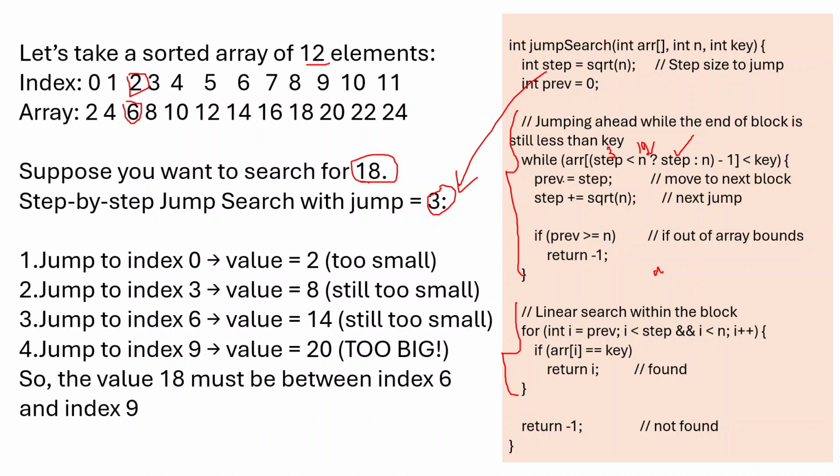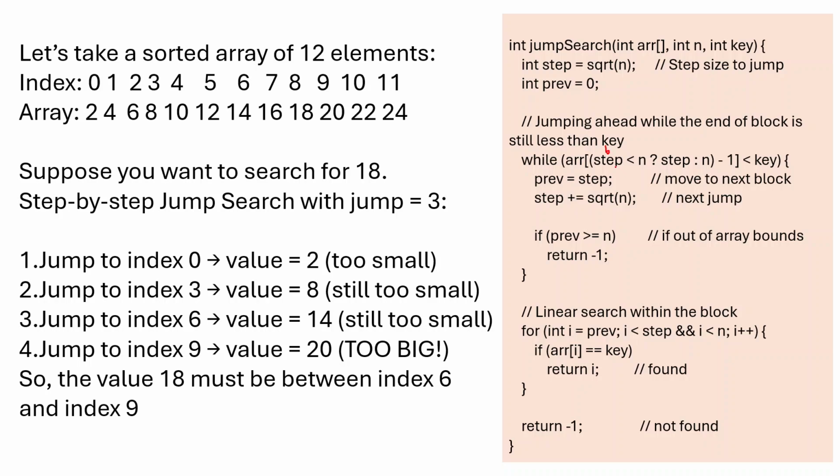Then I will update the previous and step. So previous is equal to step, and step is 3. Then step plus equal to square root of n, which is nothing but step is equal to square root of n plus step. The square root of n value is 3, plus the same variable step, whose value is 3. So 3 plus 3 is 6. So the next jump is going to happen for 6. If previous is greater than or equal to n... previous is 3, which is not greater than 12. So I will go back once again here. Now step is 6.